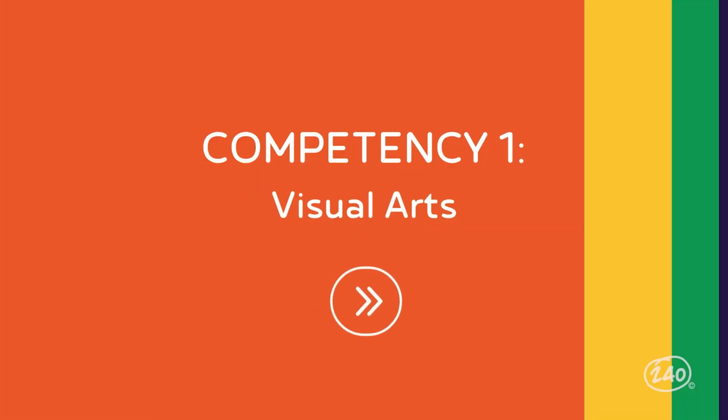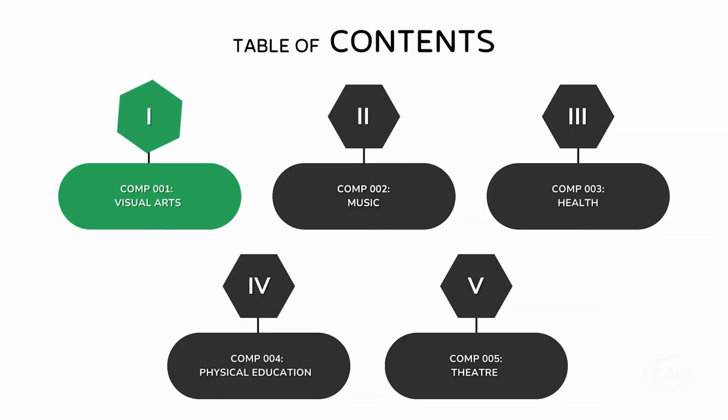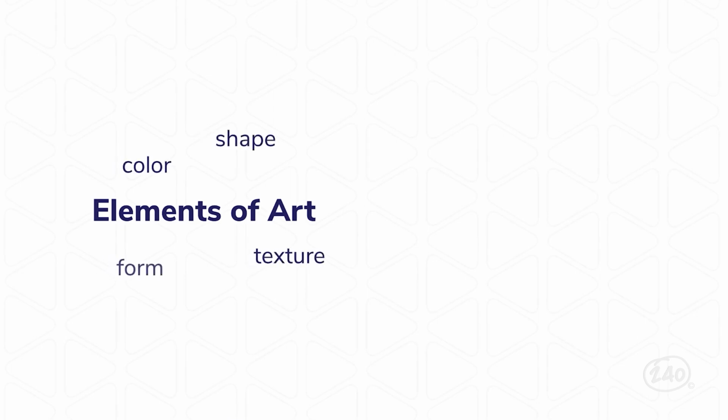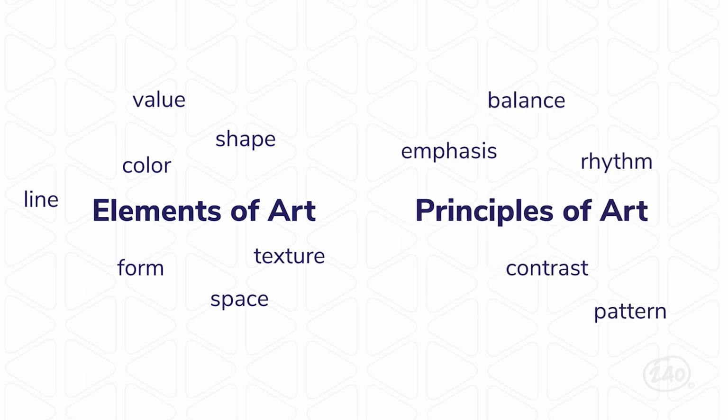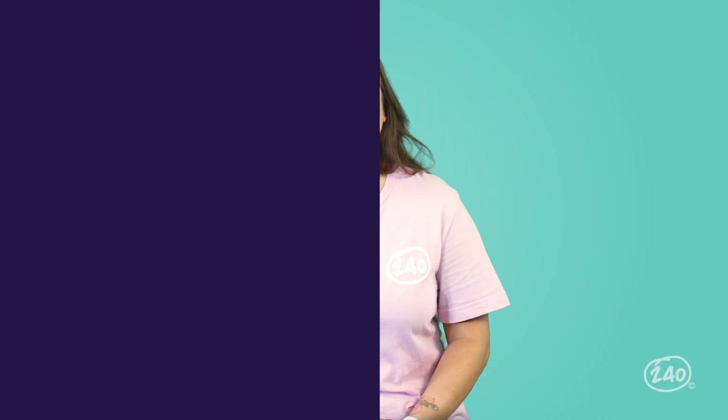Competency 1 covers visual arts, so art you look at. You'll need to know elements of art such as color, texture, shape, form, line, space, and value, and principles of art like emphasis, contrast, pattern, rhythm, balance, proportion, and unity. That sounds like a lot of terms, but guess what?